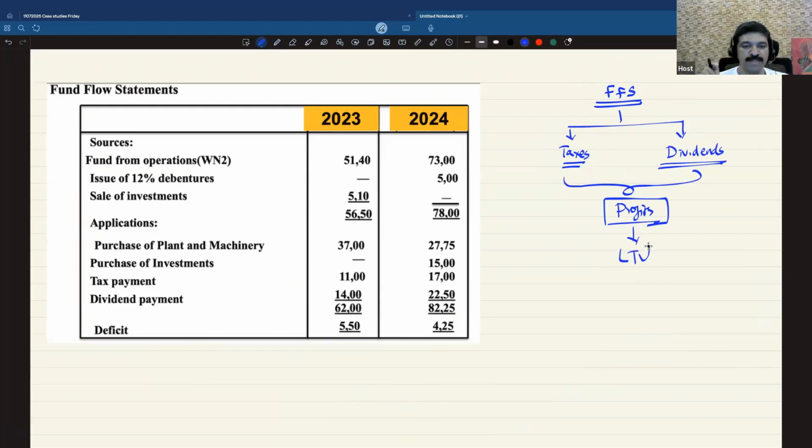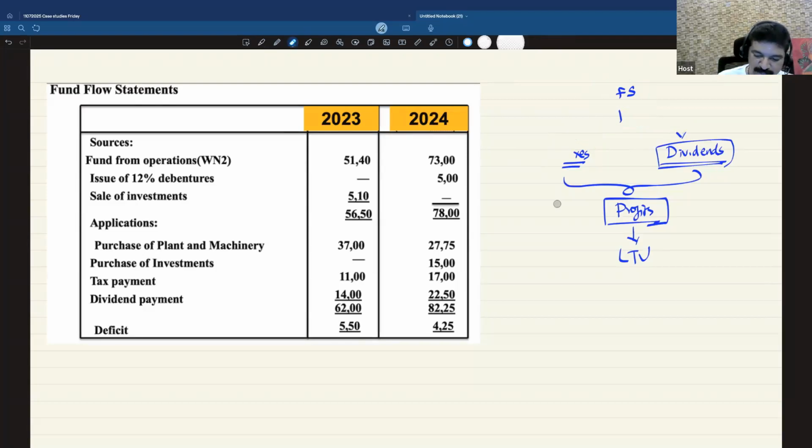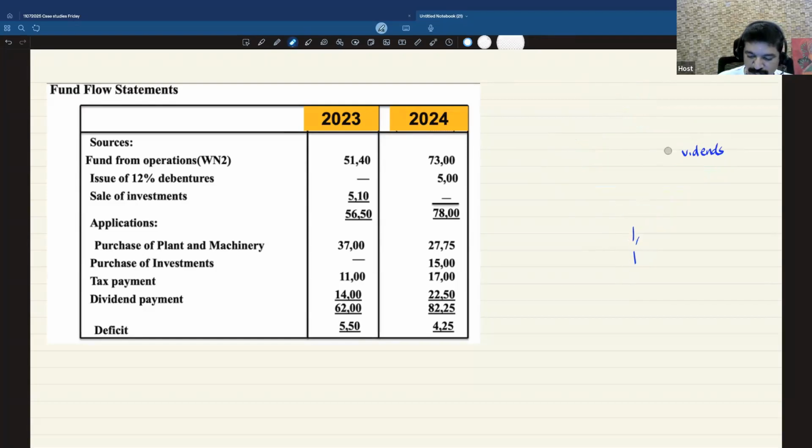Is that logic okay? We all agreed profit retained is a long-term source because it is payable to the owners. So we call it a long-term source. So any usage of the profit, in the form of taxes or dividend, should be construed as long-term use for the limited purpose of fund flow statement. Now with this understanding, let's try to solve this particular case.